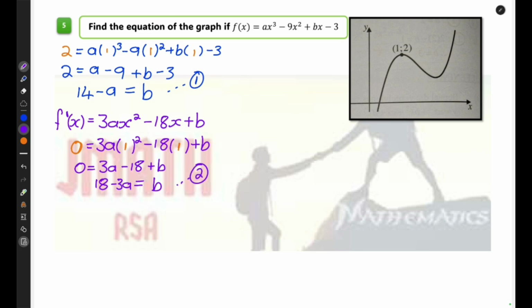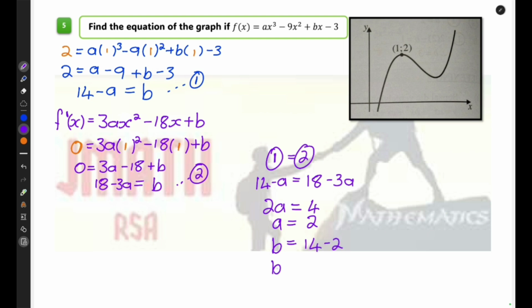So now I just need to do simultaneous equations, and that's how I would solve a and b. So I'm just going to say, make equation 1 equal to equation 2. So 14 minus a should be equal to 18 minus 3a. I'm going to take all the a's to the left, and then it's 3 minus 1 gives me 2a, and 18 minus 14 gives me 4. Therefore, a is equal to 2. I can just sub that into any of my equations. I'll take the top one, and then I can see that b is equal to 14 minus 2, and therefore b is equal to 12. The question was to solve for a and b, so let me just write that down, and that would then be my final answer.